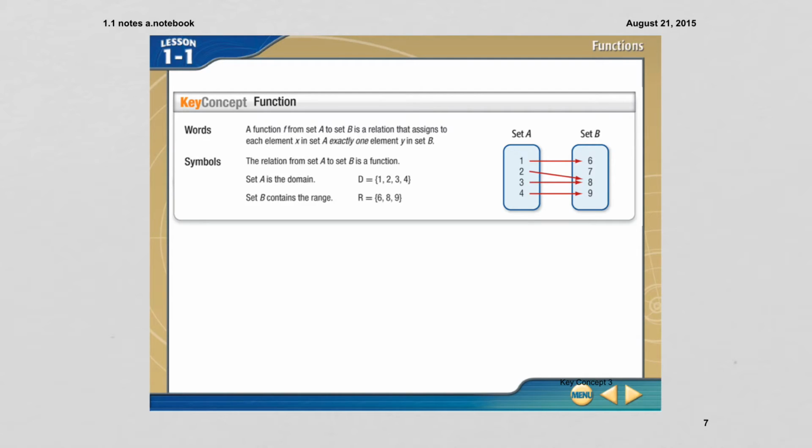Okay, key concept about functions. A function f from set A to set B is a relation that assigns to each element x in set A exactly one element y in set B. This relationship is a function because x only goes to one place. The domain is 1, 2, 3, and 4, and the range is 6, 8, and 9.